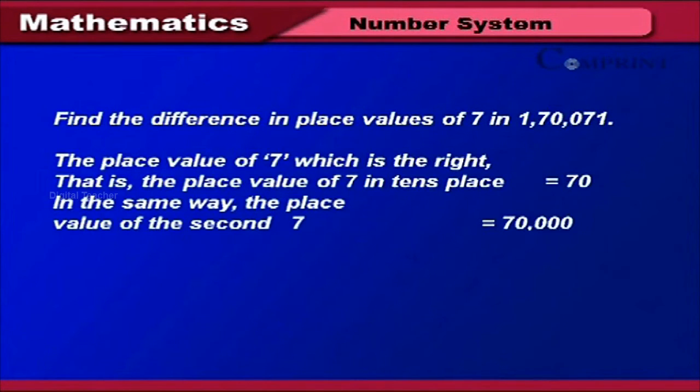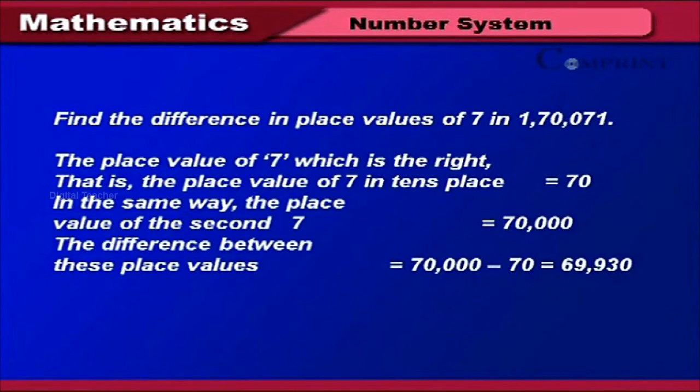Find the difference in the place values of 7 in 1,70,071. Solution. The place value of 7 which is on the right, that is, the place value of 7 in tens place is equal to 70. In the same way, the place value of the second 7 is equal to 70,000. The difference between these place values is equal to 70,000 minus 70 is equal to 69,930.